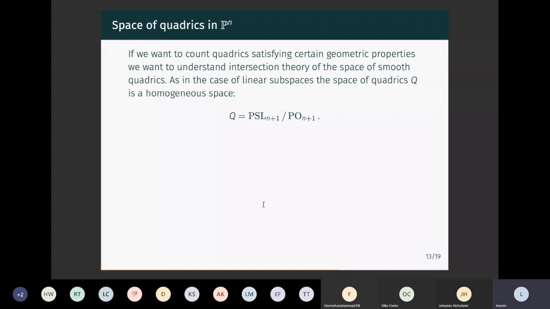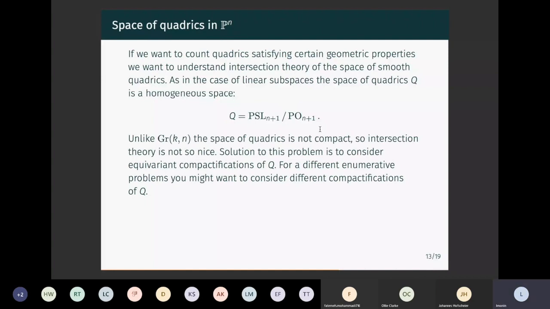The problem with this is that the space of smooth quadrics is a homogeneous space. It's easy to see that it's a homogeneous space of PSL n+1, factored by PO n+1. But unlike the case of Schubert calculus, where we study enumerative problems on planes which satisfy certain geometric conditions, the parameter space of planes is a Grassmannian, which is a compact space.